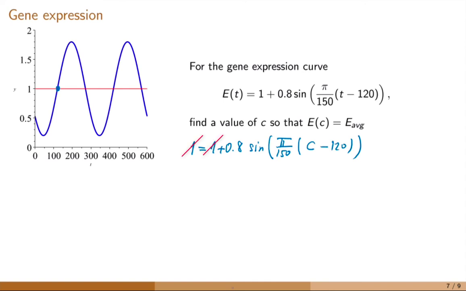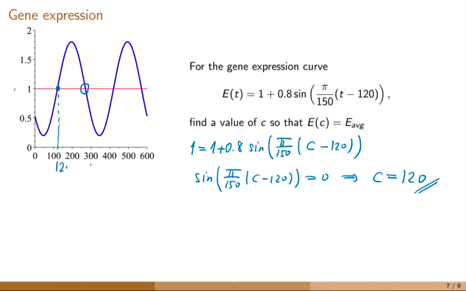And so the 1 cancels, the 0.8 is non-zero, so this basically means that the sine of pi divided by 150 times c minus 120 has to be 0. And this is satisfied if c is equal to 120. If c is 120, then inside the sine we have 0. So 120 is a point right here. So we found a value for c so that E of 120 equals E average, which was equal to 1.